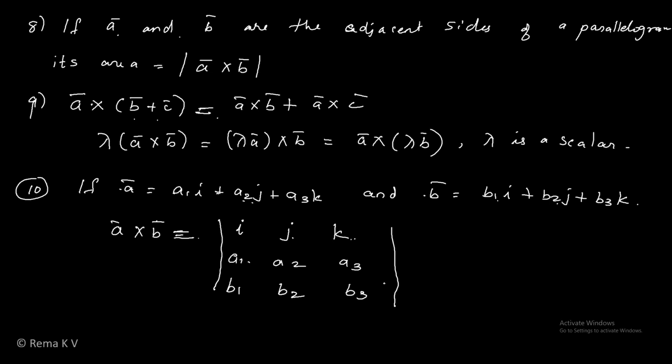You know how to find the value of this determinant. I into A2 B3 minus B2 A3, minus J into A1 B3 minus B1 A3, plus K into A1 B2 minus B1 A2. Isn't it? When you expand using the first row, you will get the cross product A cross B.